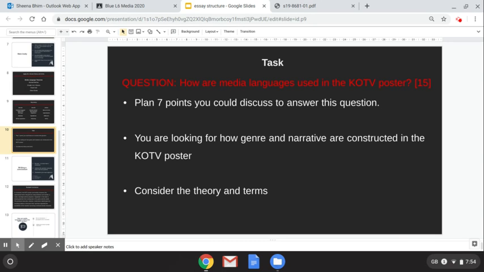There's 3 things there that you could be looking for, and you need to find 7 examples that demonstrate these things using the theory and the terms. So once again, if you want to take 10 minutes to just plan out 7 things you could use to answer this question, get on a group chat. I don't care how you do it. Just make sure that you have 7 points that you feel confident about writing about to answer this question. If you are working in pairs though, don't write together because you will get flagged for plagiarism.